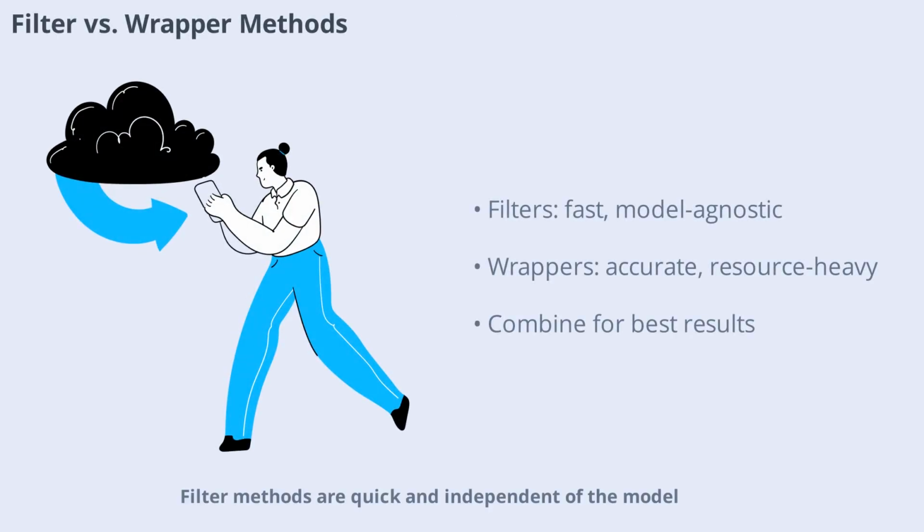Filter methods are quick and independent of the model, while wrapper methods are slower but often more accurate. The choice depends on your dataset size, computational resources, and the importance of feature interactions. Many practitioners use filters for initial screening, then wrappers for fine-tuning.